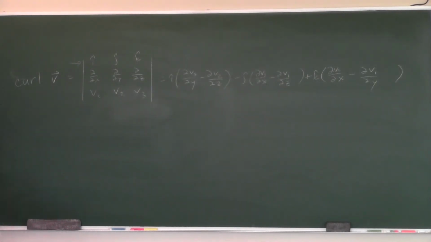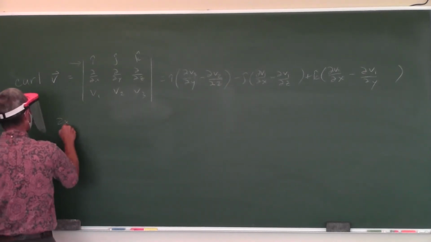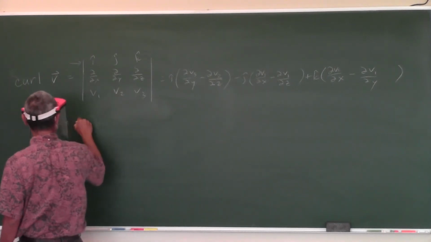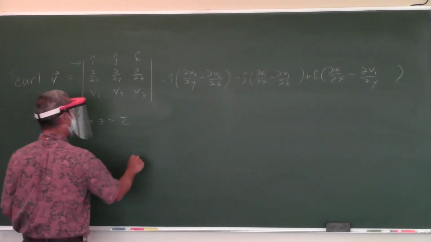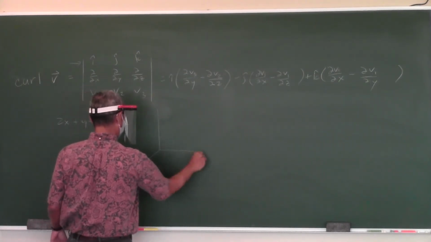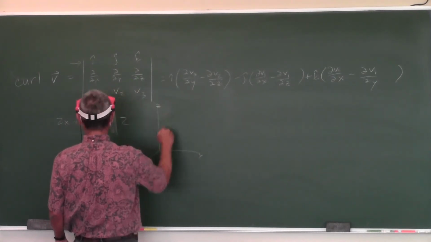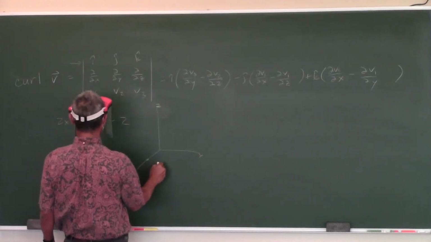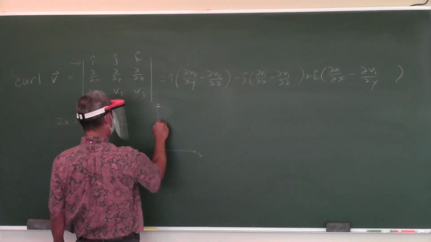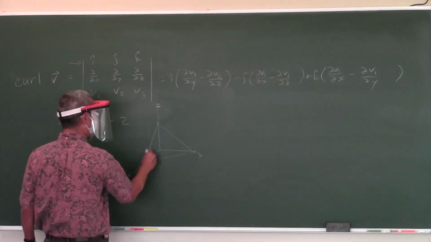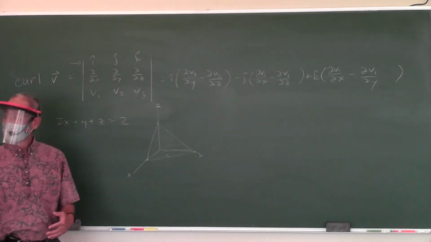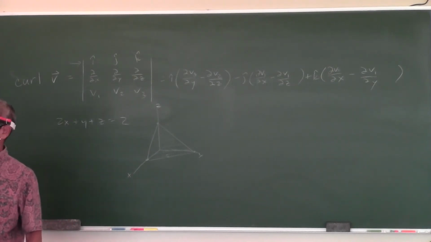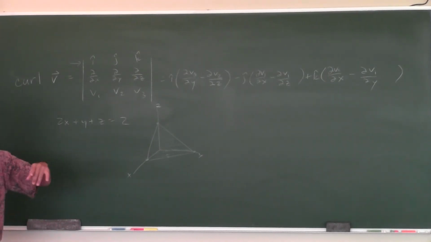So whatever the surface is, look, the surface is a plane, 2x plus y plus z equals 2. Isn't this a plane? In fact, why don't we sketch this plane, just for funsies? What is the x-intercept? 1. The y-intercept is 2, and the z-intercept is 2. Right, so this is the plane right here, the portion of the plane in the first octant, traversed counterclockwise.